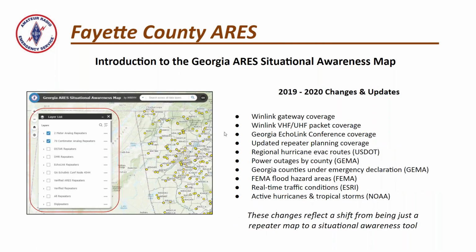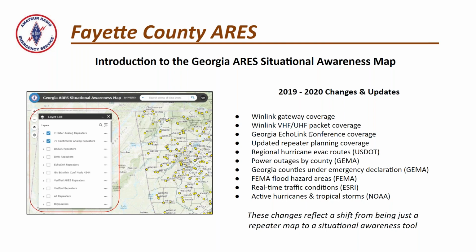All right, so we'll take a little bit of a look at the 2019 to 2020 changes, because these were really the most significant changes that took place in the map since we launched it. So the first thing is we introduced a lot of WinLink coverage. We added a lot of WinLink gateway information, UHF and VHF packet coverage, and digipeaters. So we're kind of getting serious about accurately representing the WinLink infrastructure in the state. Added some of the Georgia EchoLink conference coverage.